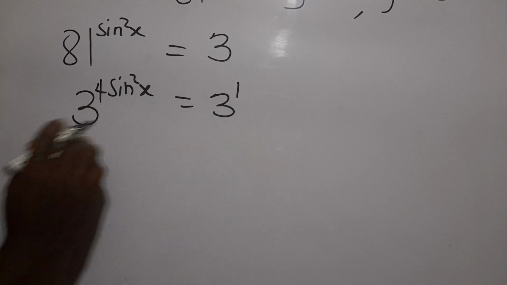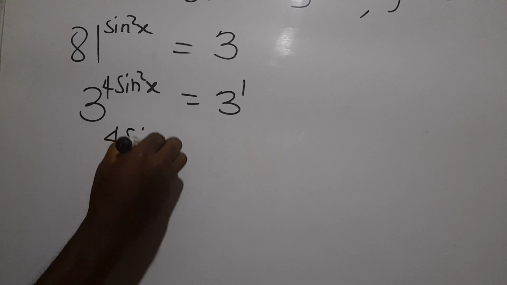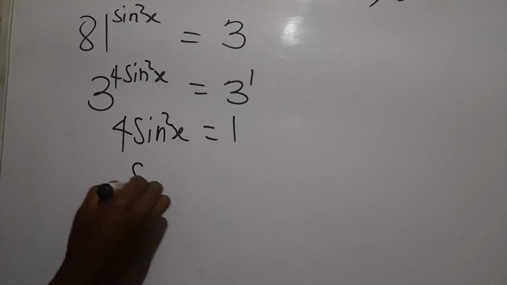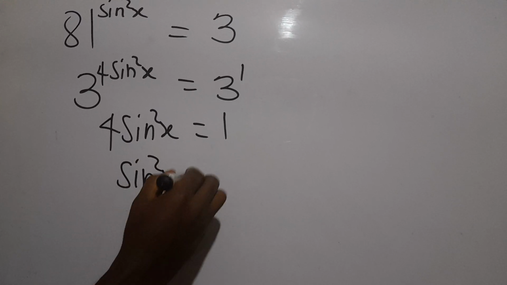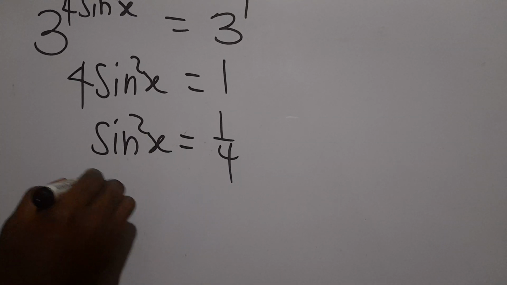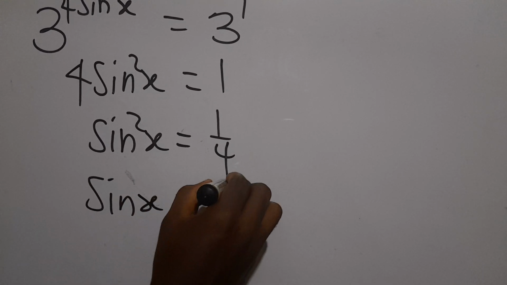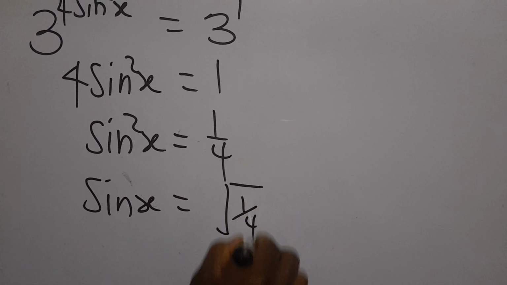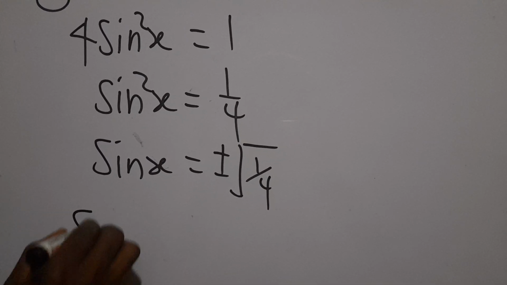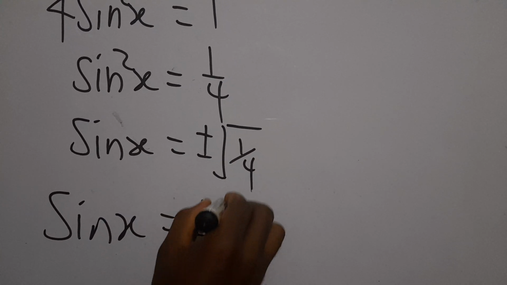So since the bases are the same, we can equate the exponents. So we can say 4 sin square x is equal to 1. Dividing both sides by 4, we have sin square x equal to 1 over 4. So we'll find the square root of both sides. You can say sin x is equal to the square root of 1 over 4. And remember, the square root of every number is plus or minus. So our sin x is equal to the square root of 1 over 4, which will be half.